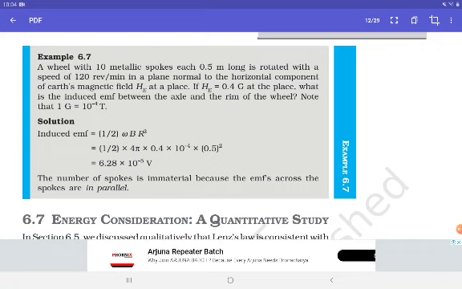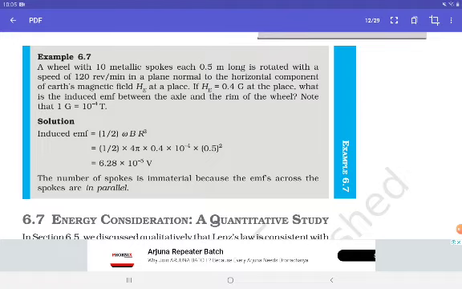Note that 1 G is equal to 10 raised to minus 4 Tesla. So induced EMF is half omega B R square. Put in all the values. So we have 6.28 into 10 raised to minus 5 volt. The number of spokes is immaterial because the EMF across the spokes are in parallel.